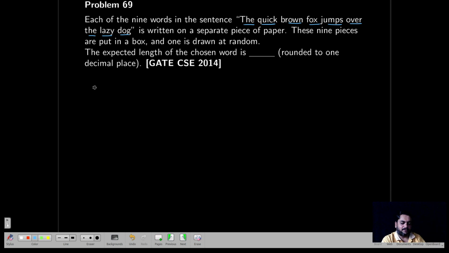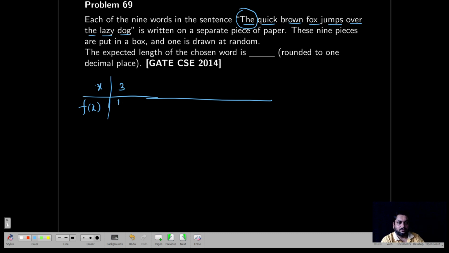first write the PMF. Let x be the random variable and f of x be the probability function. Now x counts the word lengths. 9 words are there, and in that the first has 3 characters. Expected length means you have to calculate the word length. So 3. What is the probability of picking this? 1 by 9, because out of 9 chits or papers, I will be picking 1. So all probabilities will be 1 by 9. This is 3. Again, this is 5.